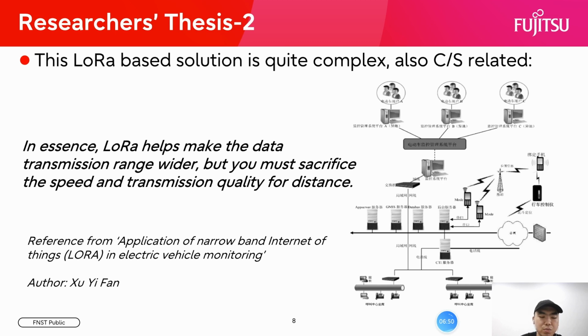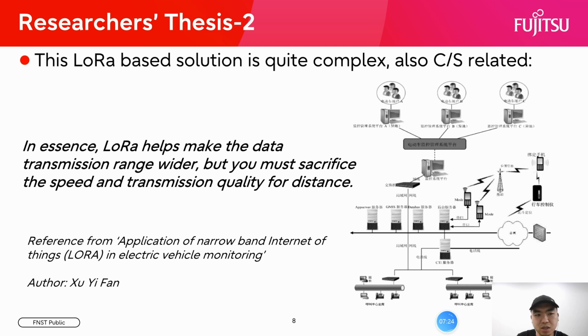Researcher paper number 2 is a paper about the application of LoRa, or you can call it by the full name, long-range radio. Well, the structure looks quite complex, but it is not much different from the solution in paper number 1. But the development of LoRa helps with long point-to-point communications.